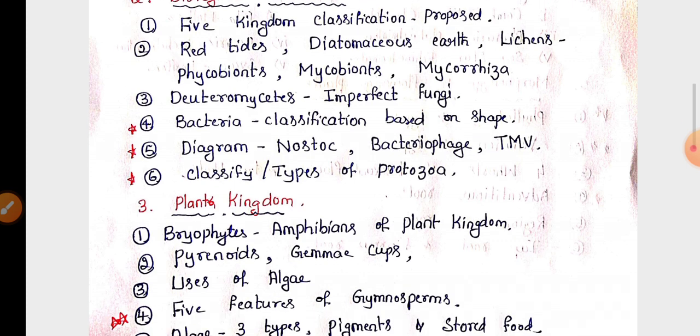Then classification of bacteria based on shape, the diagram of Nostoc or bacteriophage or TMV they may ask, and the classification or types of protozoa also they may ask. So the last 3 questions are very important for the exam.